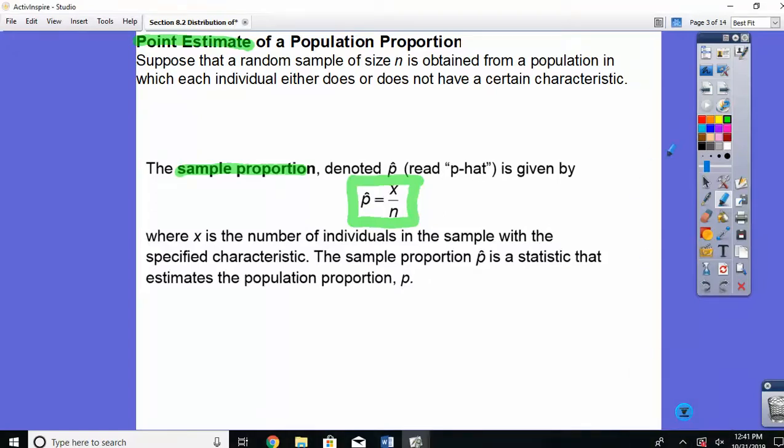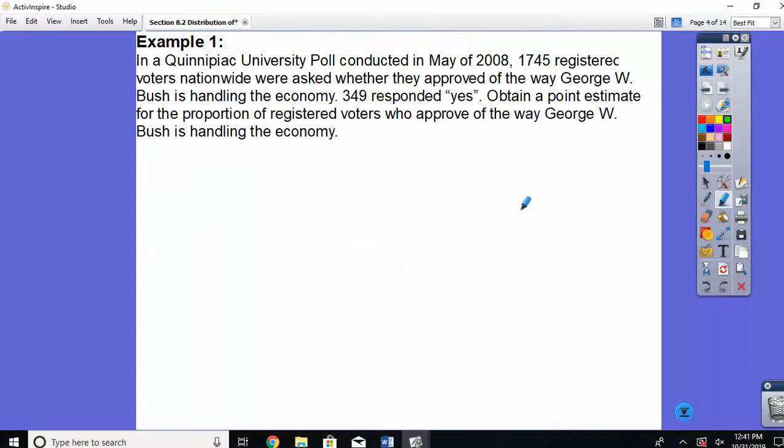Okay, so let's do a problem. A poll in 2008 found that 1,745 registered voters nationwide were asked whether they approved of the way George W. Bush was handling the economy. 349 responded yes. Obtain a point estimate for the proportion of registered voters who approve of the way George W. Bush is handling the economy. So I'm asking for the point estimate, the p hat.